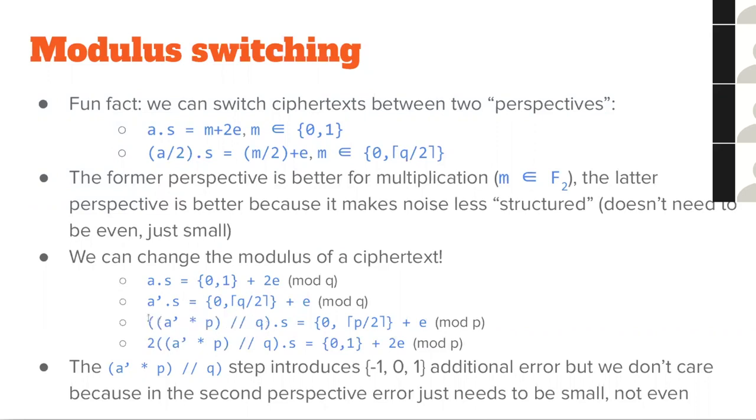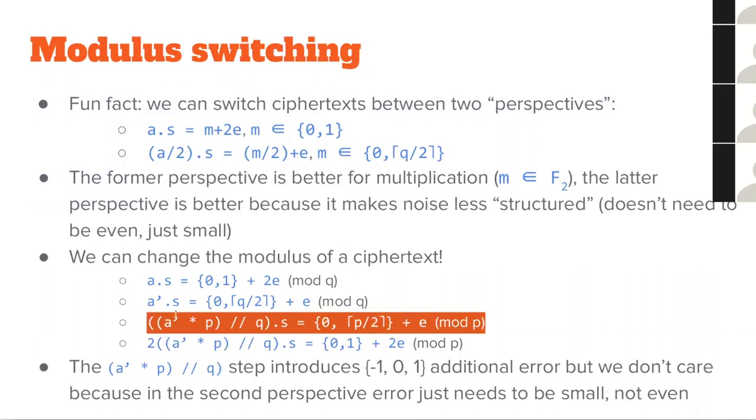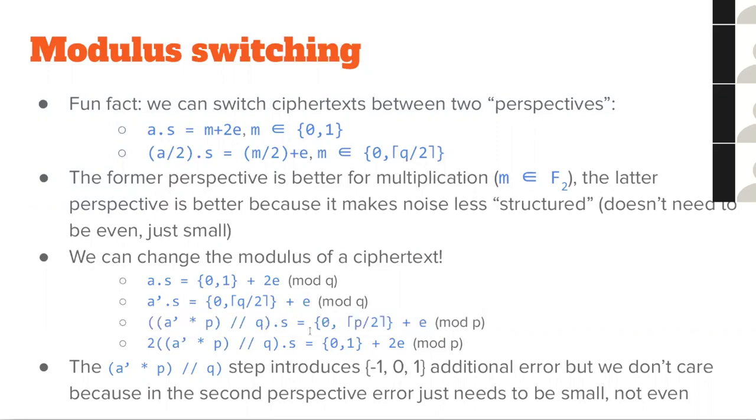I didn't understand the previous step about... Okay. Yes, why is there... Why this times P divided by Q trick works. Yeah, why it gives you the one on the right? Why is the message now 0 or P over 2?